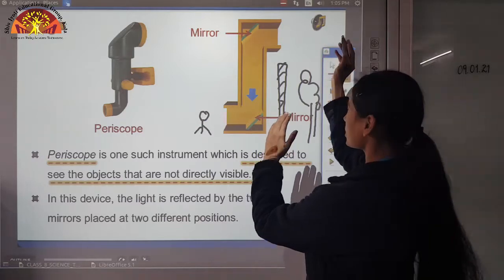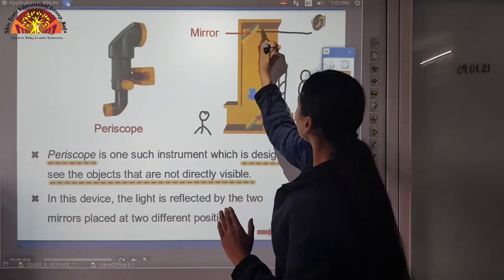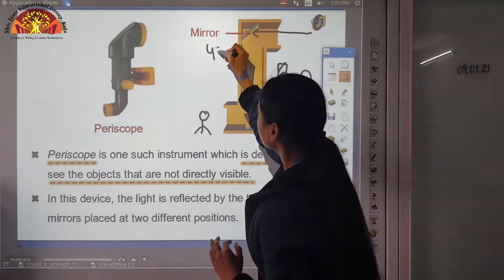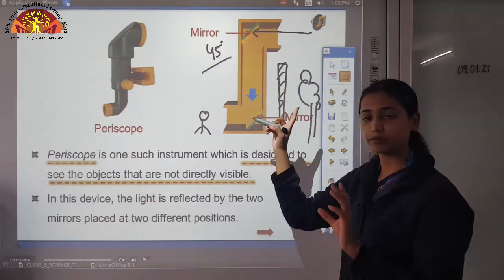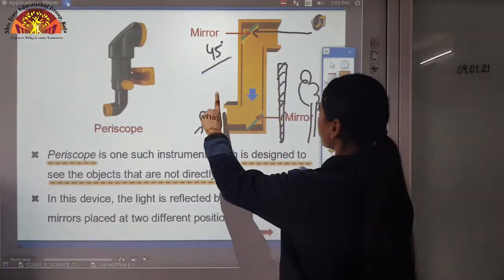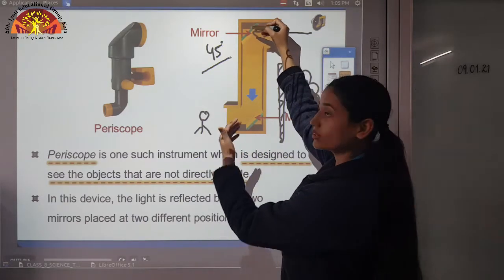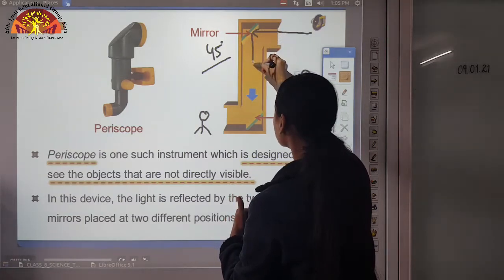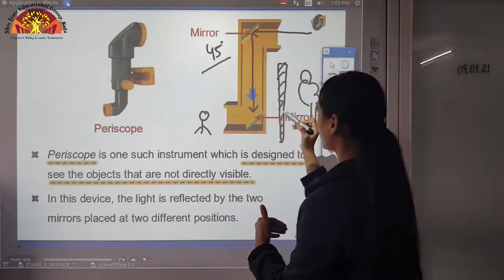The light rays which are coming from this end are falling on this mirror. Now this mirror is placed at an angle of 45 degrees. This is fixed; the measure of the angle is fixed, that is 45 degrees. The rays falling on this mirror will obviously be reflected, so those light rays are reflected in this direction.